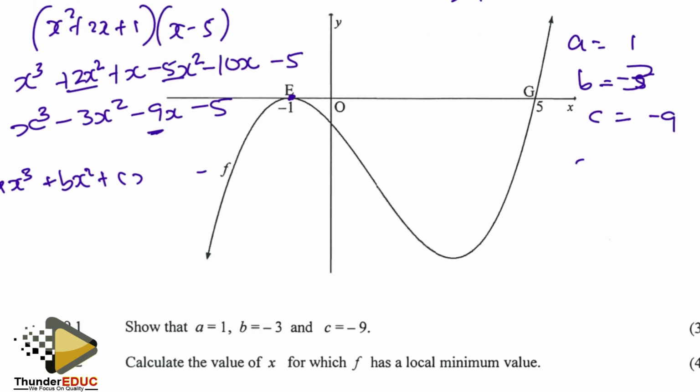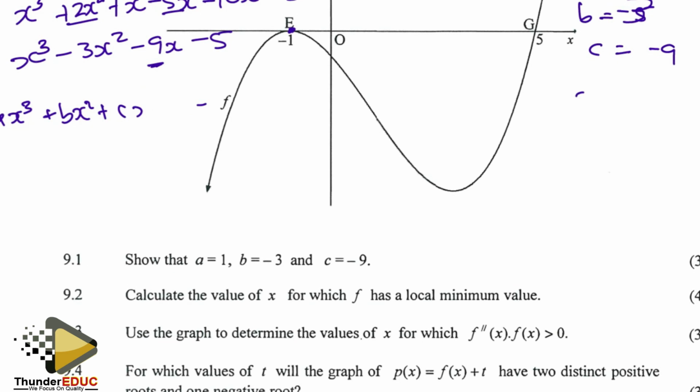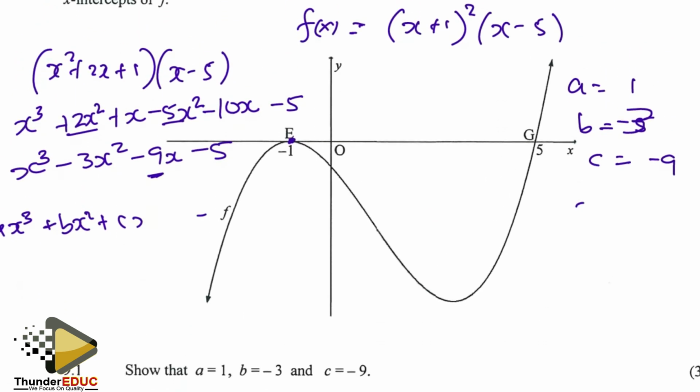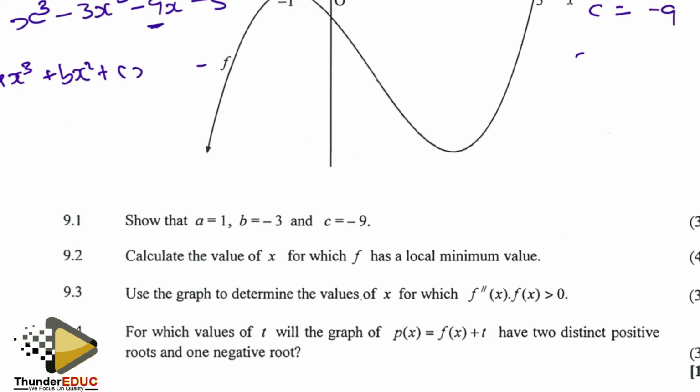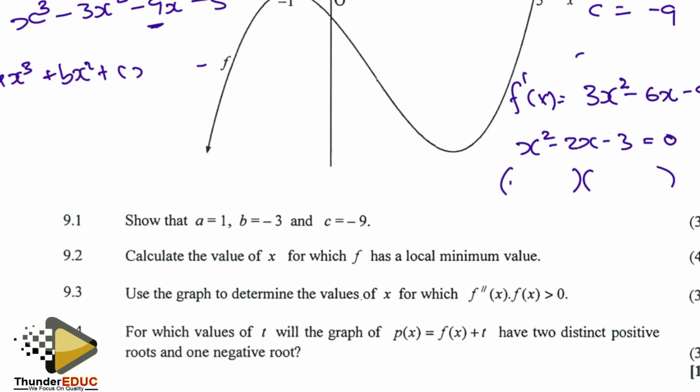Then calculate the value of x for which f has a local minimum. So when you talk of a local minimum, they're focusing on the turning point. Okay, turning points, so I'll need to get the first derivative. So that's going to be 3x squared minus 6x minus 9 is equal to 0. I'll divide through by 3: x squared minus 2x minus 3 is 0. Open this up: x minus 3, x plus 1. So which means x is negative 1, or x is 3.